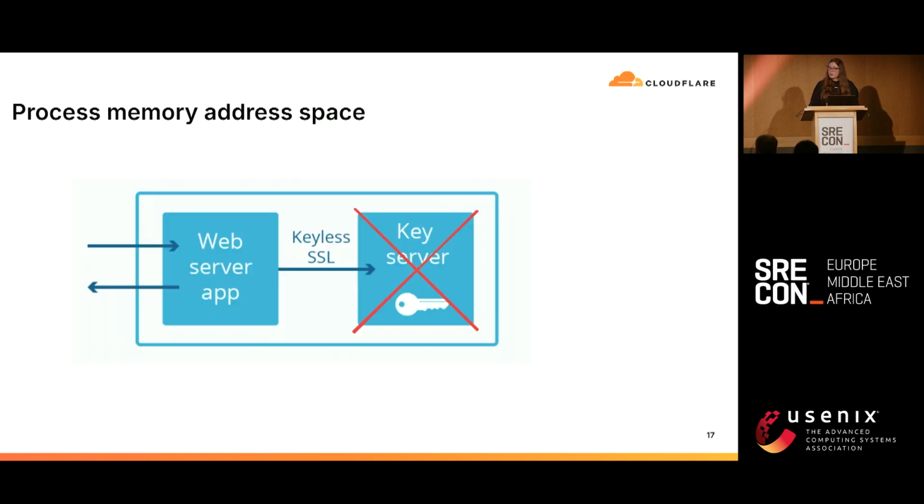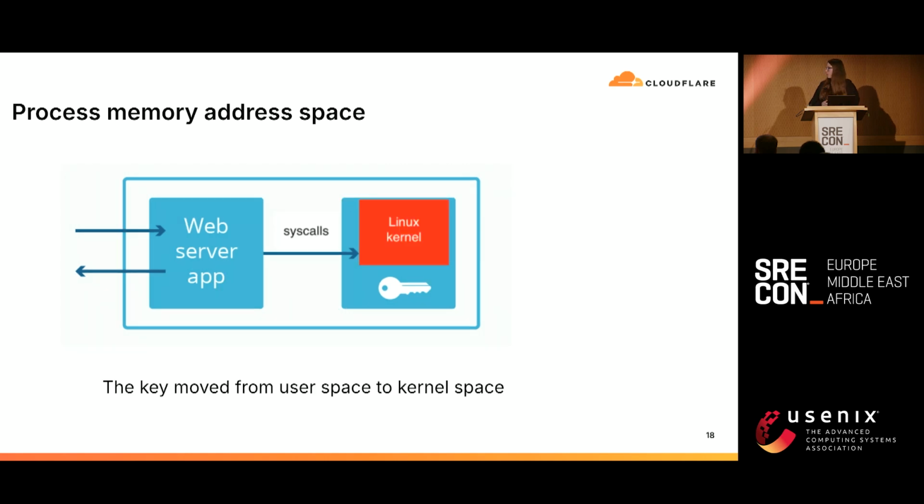But what if we replace the second application with the Linux kernel? We already have Linux as an operating system. We don't need to design, build, and maintain the second application. And it will be even more secure, because in this case, we completely move the key from user space to kernel space.